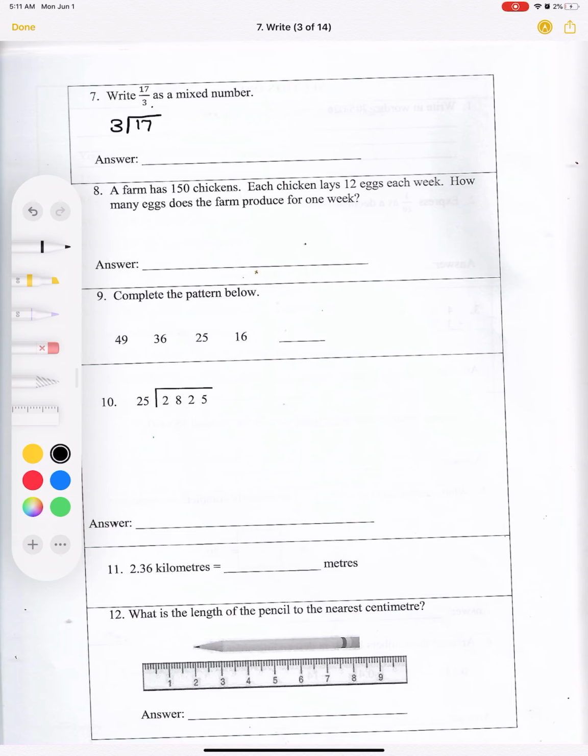3 into 15, 5 3s are 15. 17 take away 15 is 2. So that's your remainder. According to the rap, your answer becomes your big whole number. Remainder becomes your numerator, and just use the same denominator. So the answer is 5 2 thirds. Checking it back to make sure it's correct. 5 3s are 15 plus 2 equals 17. You end up with 17 over 3.